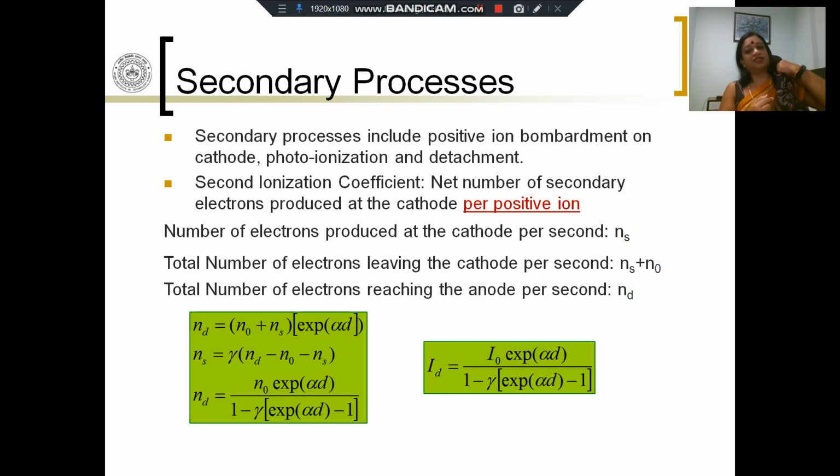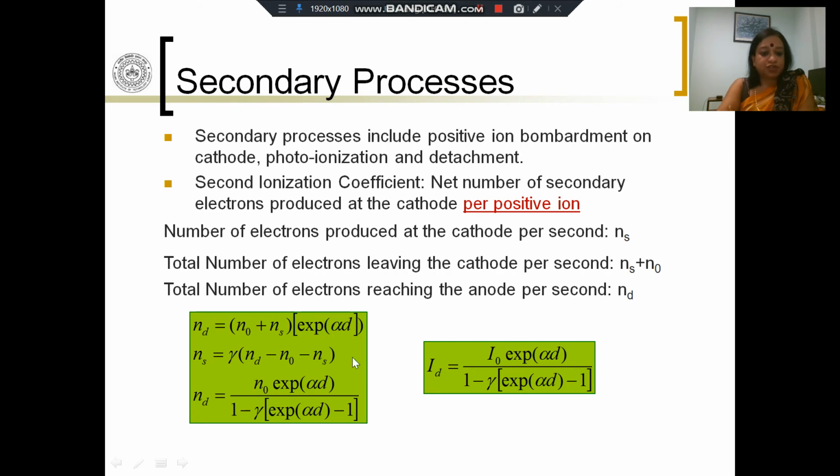Each of these positive ions will cause secondary emission to be produced at the cathode, and each positive ion produces gamma electrons. So Ns, the number of secondary electrons at the cathode, is equal to gamma into the number of ionizing collisions, which is Nd minus N0 minus Ns.